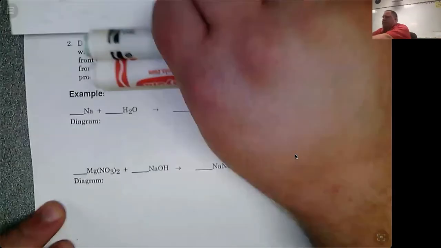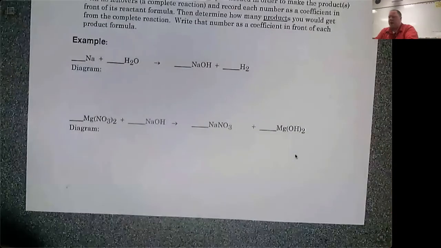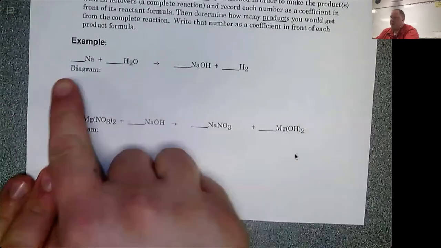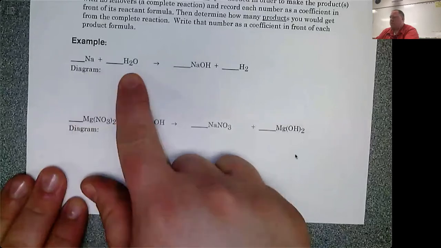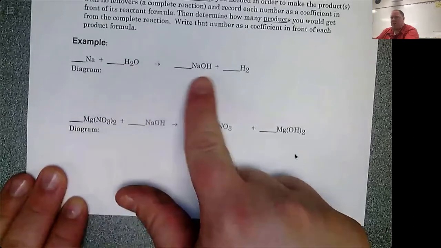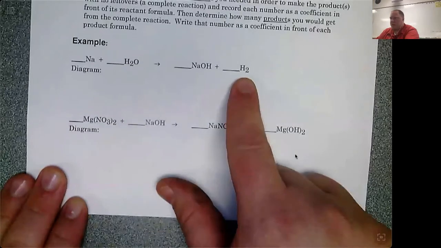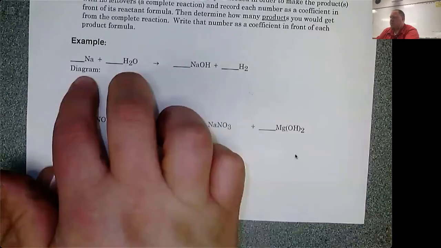Okay. What I'm going to do here is draw this reaction. So I have a reaction: sodium, Na, reacts with water, H2O. Those are my reactants. They turn into sodium hydroxide and hydrogen, which is one of the diatomic elements, so it's H2. Those are my products. So 2 reactants and 2 products.